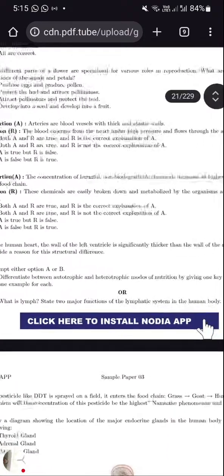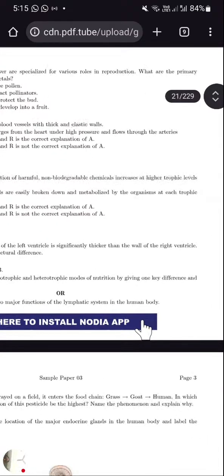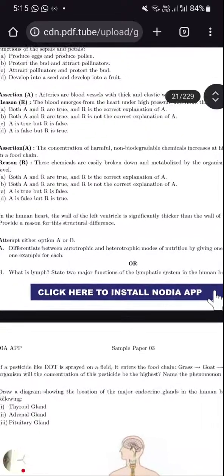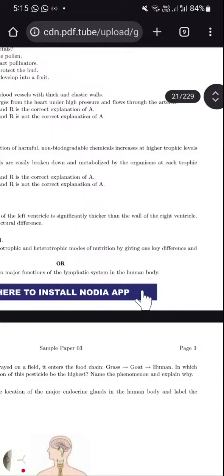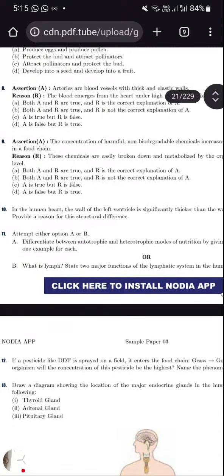The concentration of harmful non-biodegradable chemicals increases in the higher trophic level of the food chain. These chemicals are easily broken down and metabolized by the organism at each trophic level. So we know that during biological magnification, the non-biodegradable waste cannot be broken down. So what is the correct option for the 9th one?